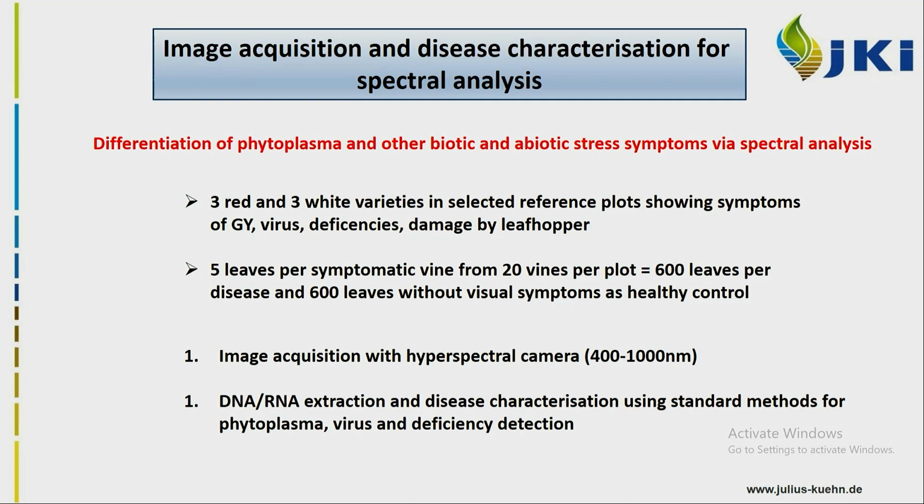So we first made an image acquisition of these single leaves with a hyperspectral camera in the range of 400 to 1000 nanometers in the lab. After this, exactly these leaves were used for DNA or RNA extraction and disease characterization using the standard methods to have a direct correlation between the images and the infection status.